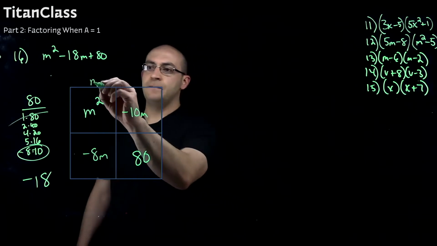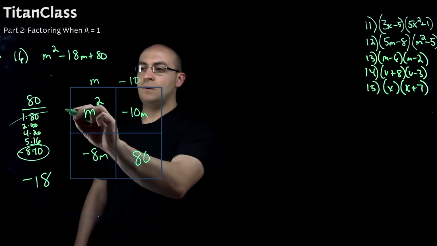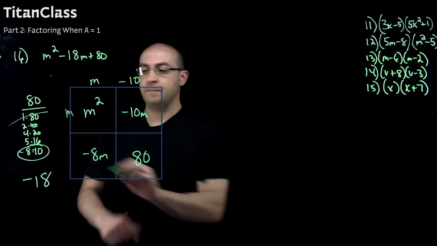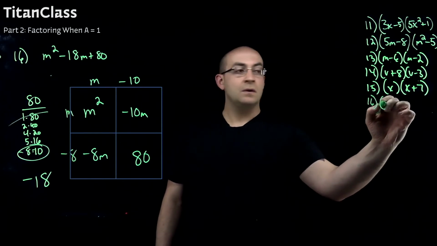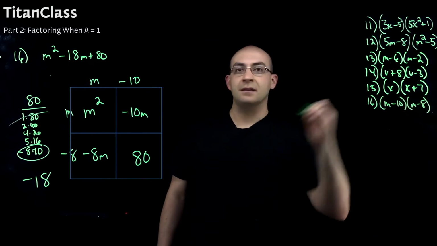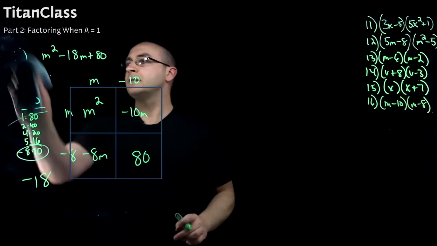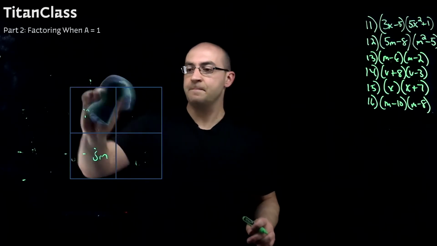M comes out, negative 10. M, negative 8. There we go. Number 16, m minus 10, m minus 8. Looking good. Number 17 coming at you.